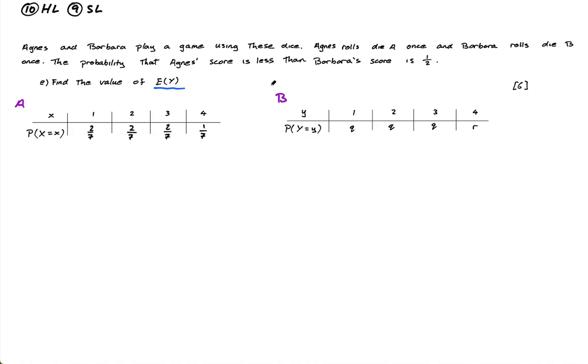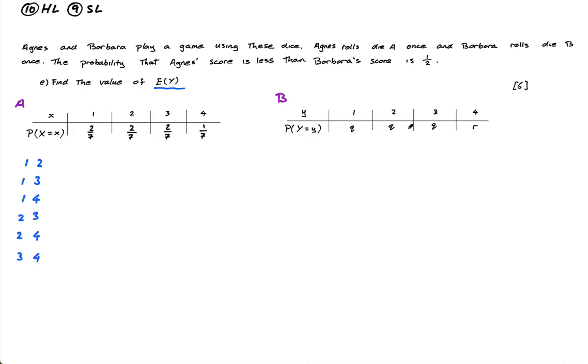Okay, let's ask ourselves, how can Agnes's score be less than Barbara's score? If she gets a 1 and Barbara gets a 2, that's one way. If she gets a 1 and Barbara gets a 3, that's another way. A 1 and a 4, that's another way. A 2 and a 3, a 2 and a 4, and a 3 and a 4, and that's it. You have to write them all out. There's no fancy way of doing this. These are the only 6 ways that her score can be less than Barbara's score.